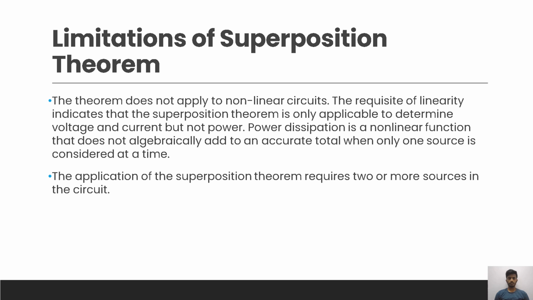Limitations of the superposition theorem. The theorem does not apply to non-linear circuits. The requisite of linearity indicates that the superposition theorem is only applicable to determine voltage and current but not power. Power dissipation is a nonlinear function that does not algebraically add to an accurate total when only one source is considered at a time. The application of the superposition theorem requires two or more sources in the circuit.